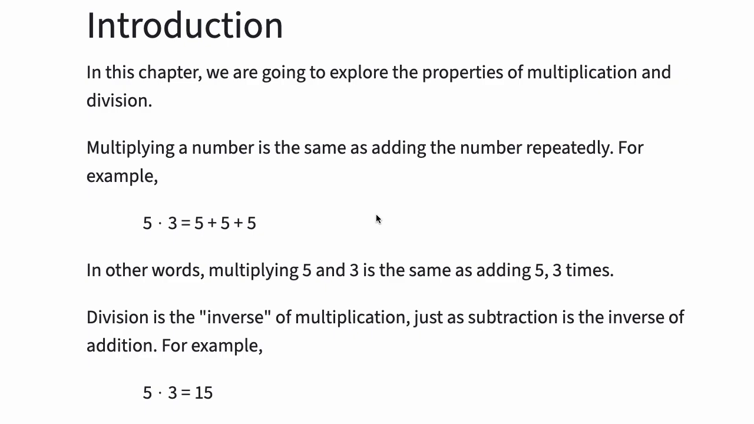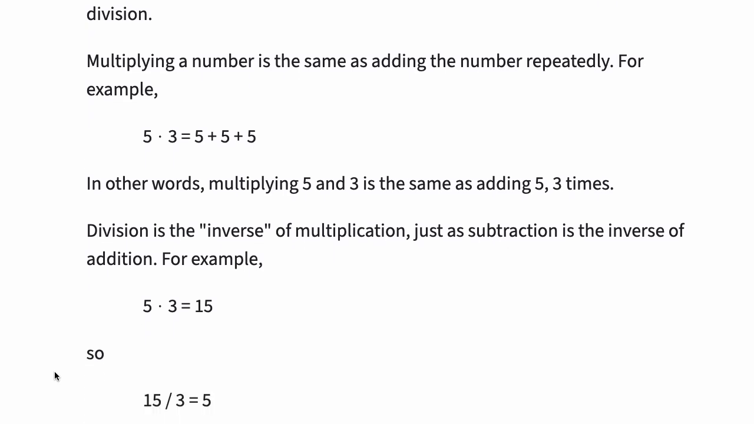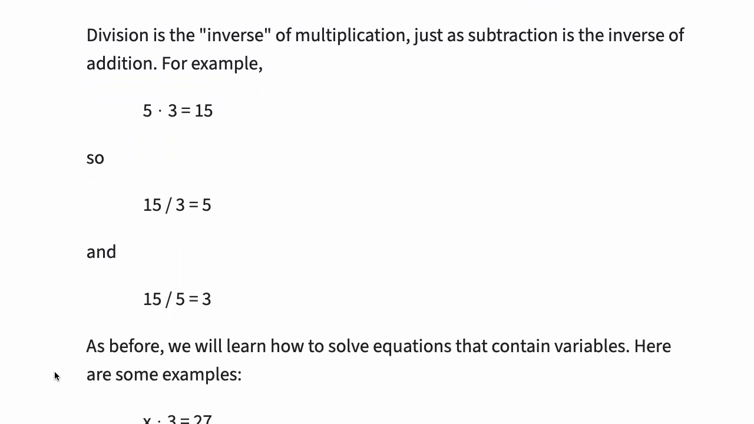Division is the inverse of multiplication, just as subtraction is the inverse of addition. For example, 5 times 3 equals 15, so 15 divided by 3 is 5, and 15 divided by 5 is 3.